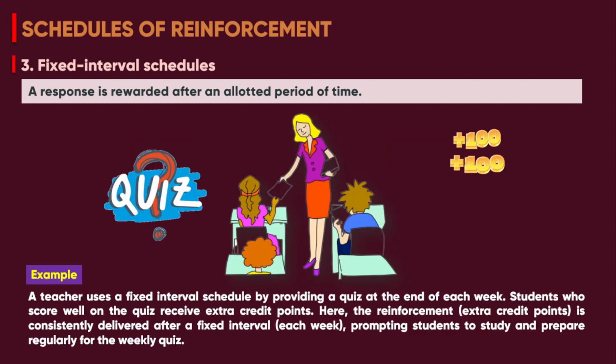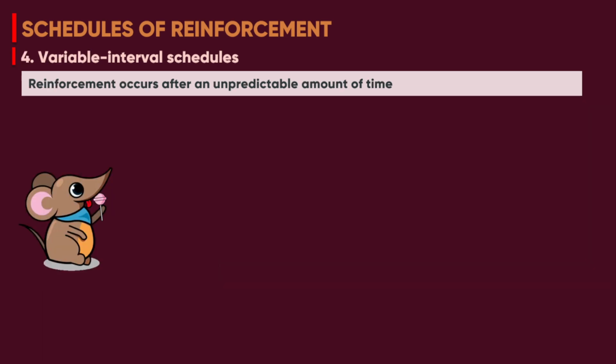In classroom situation, a teacher uses a fixed interval schedule by providing a quiz at the end of each week. Students who score well on the quiz receive extra credit points. Here, the reinforcement, that is the extra credit points, is consistently delivered after a fixed interval, that is each week, prompting students to study and prepare regularly for the weekly quiz. The fourth and final one is variable interval schedule.